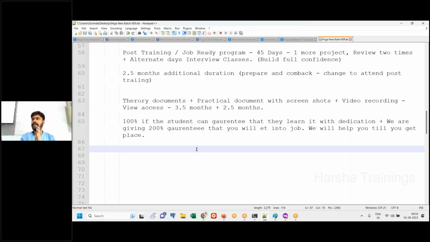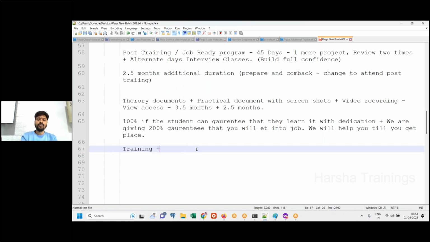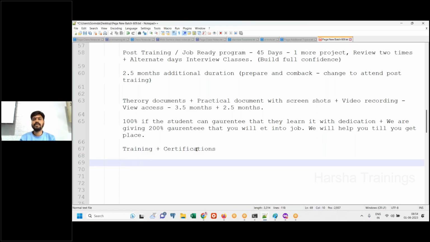Whoever is learning Pega, the next point someone was asking: yes, you have to do certifications, mandatory. Training plus certifications. If you keep on asking so many questions, I have to rush to explain, and I don't want to rush. I want to take it slowly. Tomorrow also I'll take it. After your doubts are sorted out, then only you join. What is the problem? Only one day additional.